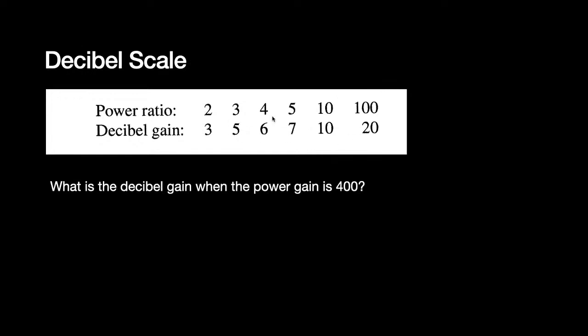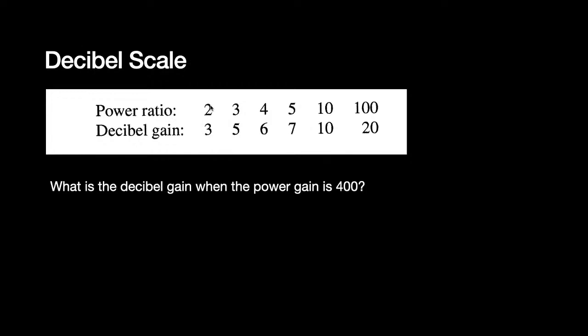addition. So power ratio, suppose I want 400. So how do I do it? 2 into 2 will give you 4. 4 into 10 will give you 40, and 40 into 10 will give you 400. So you can see 2 into 2 into 10 into 10 will give you 400 power gain.